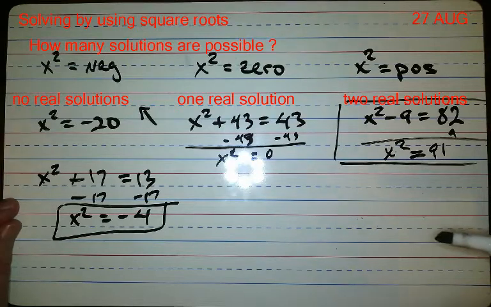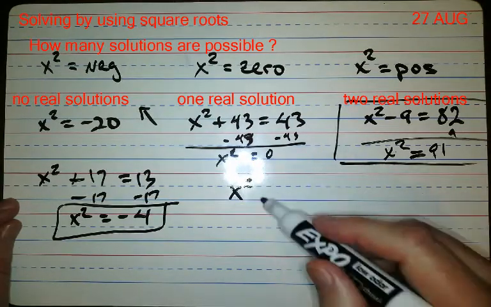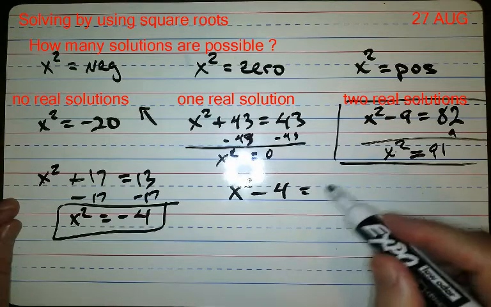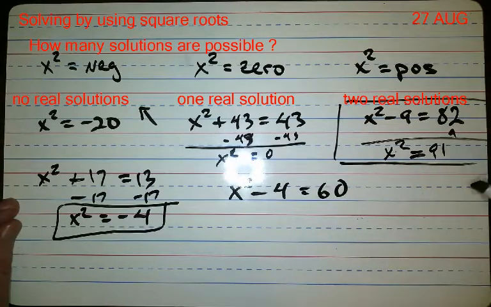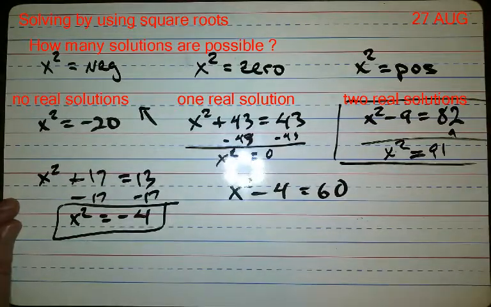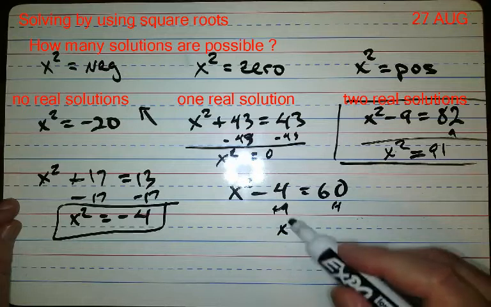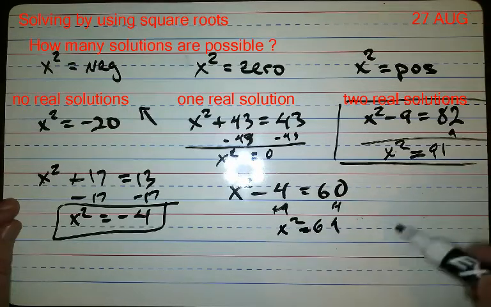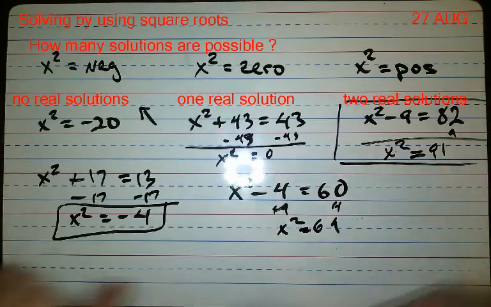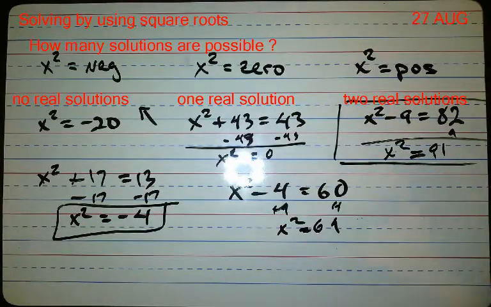Okay, what if I had just something like this? X squared minus 4 equals 60. Think about it. Which button would I pick? You know. Add 4, x squared equals 64. Positive number, that means you'd pick that. Okay, so we know how many solutions there are.